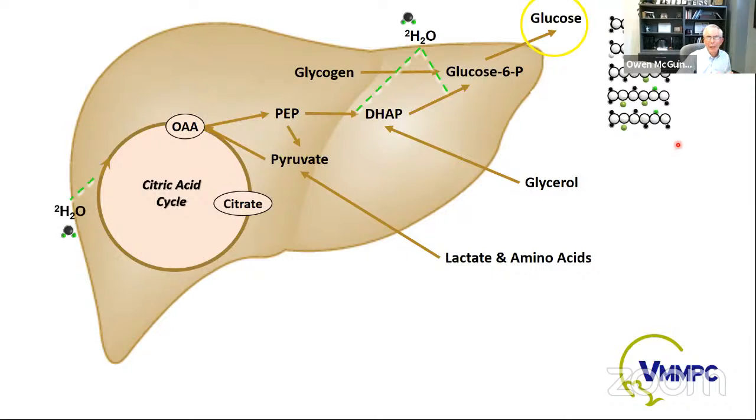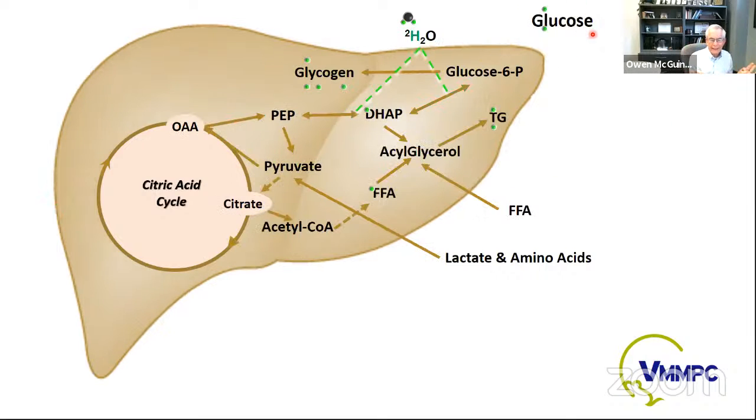So this will be the liver when it's making glucose. And this is all carbon flowing through the gluconeogenic pathway. Notice that the carbon is coming either from glycerol, from lipolysis, or from lactate and amino acids that are coming through the pyruvate pathway, entering the TCA cycle through this mechanism.